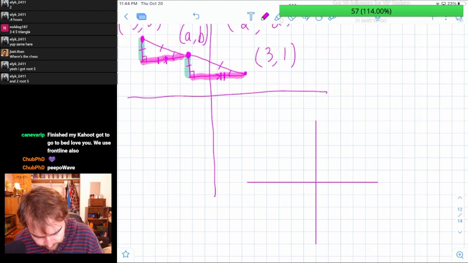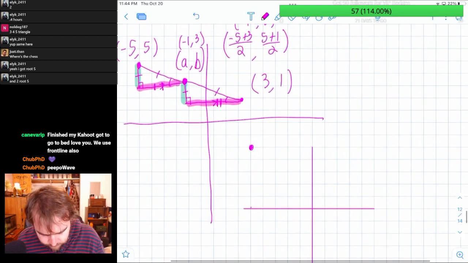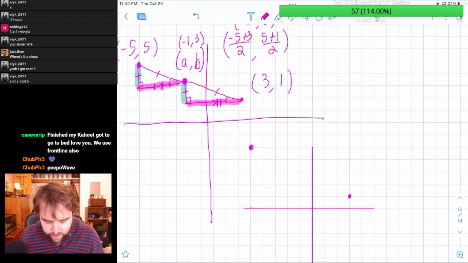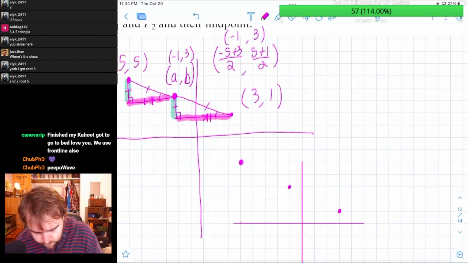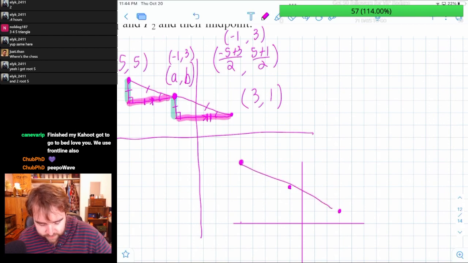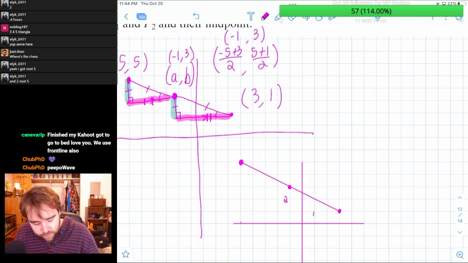And so what are our points? We have negative 5, 5, so that's that point right there. And then we have the point 3, 1, that's right there. And then I want to make sure that this point is the midpoint, negative 1, 3. Absolutely, that's the midpoint. For 1, you've got to make sure the line goes through it. And you can see how that's right in the middle. And we've got our congruent triangles, 2, 4, 2, 4. You see our congruent triangles there.